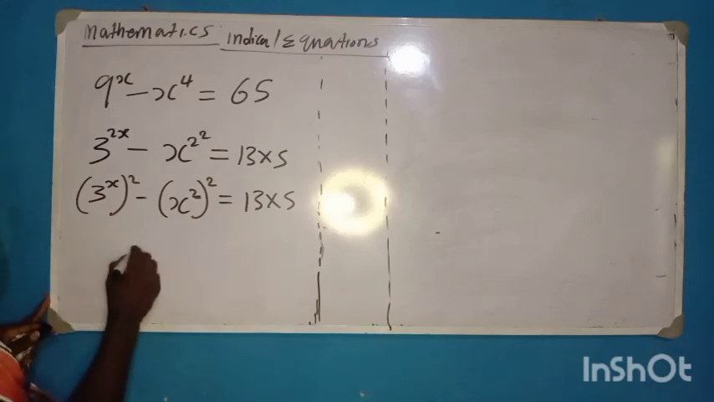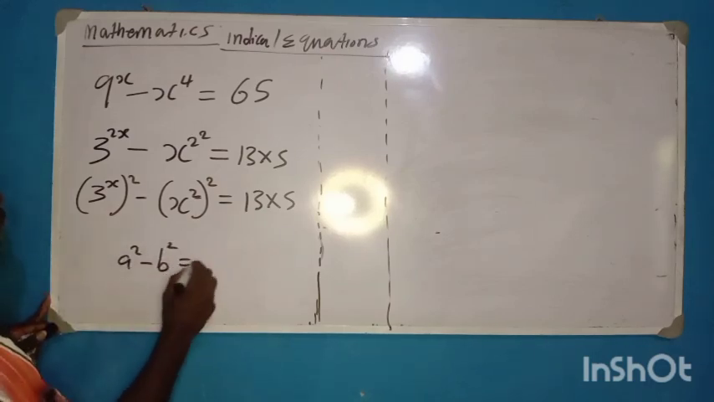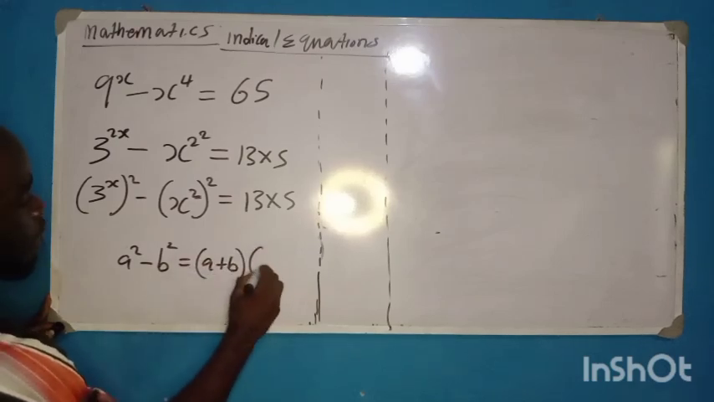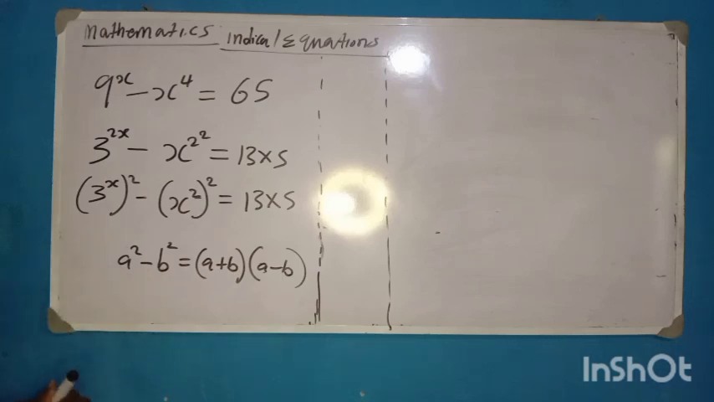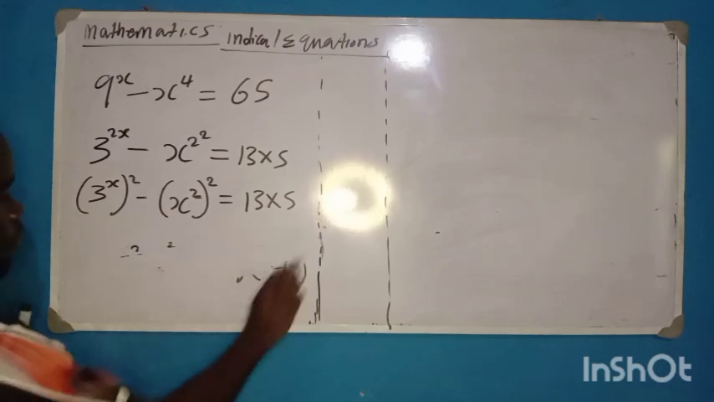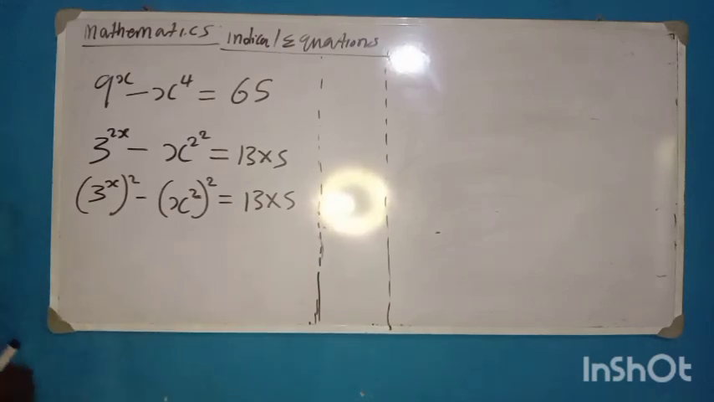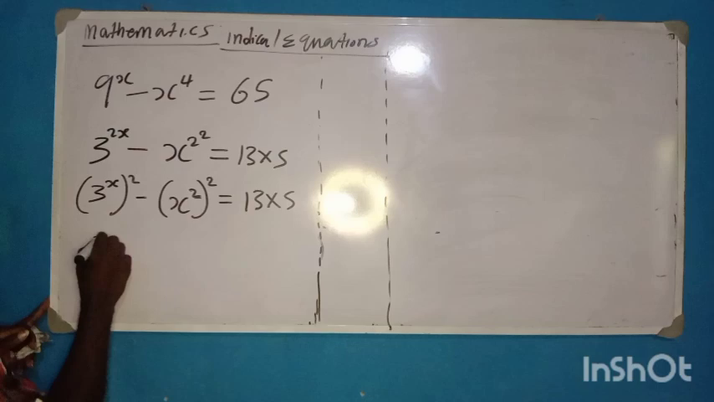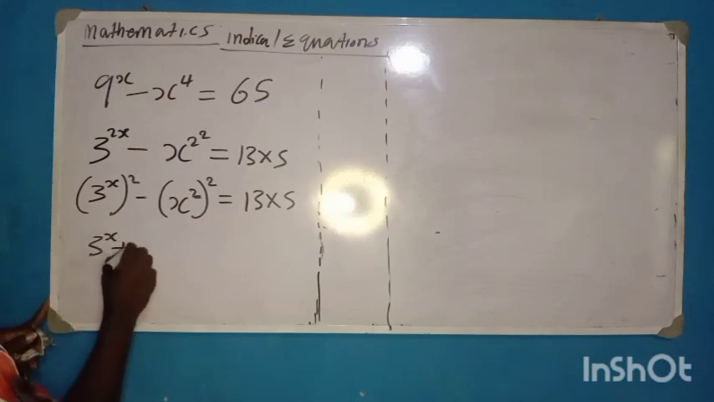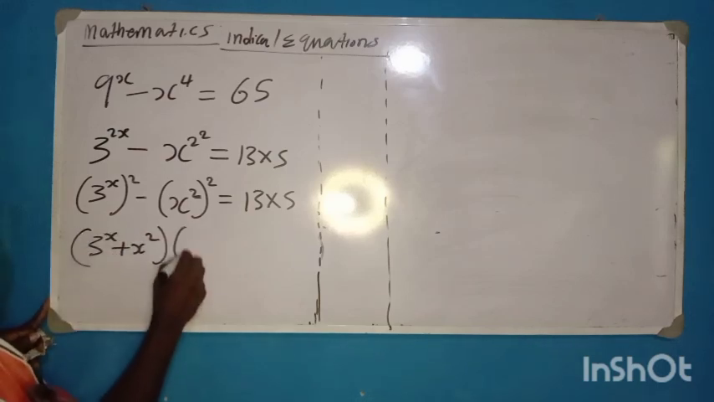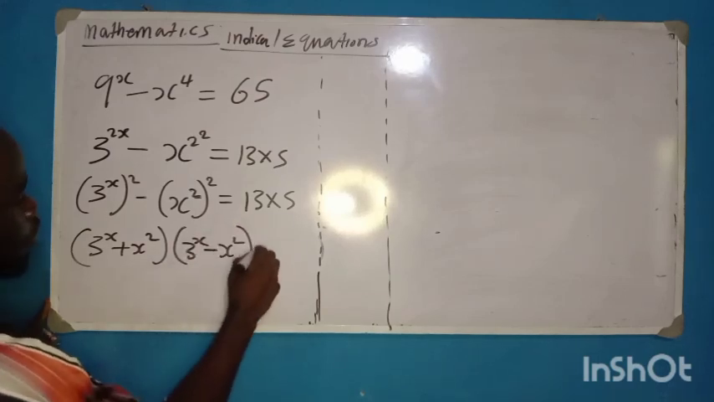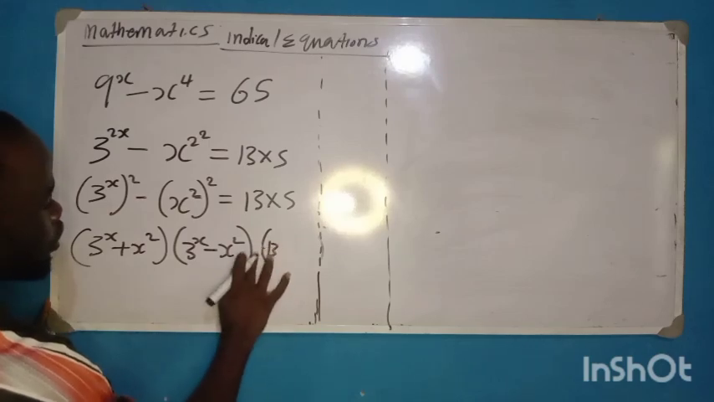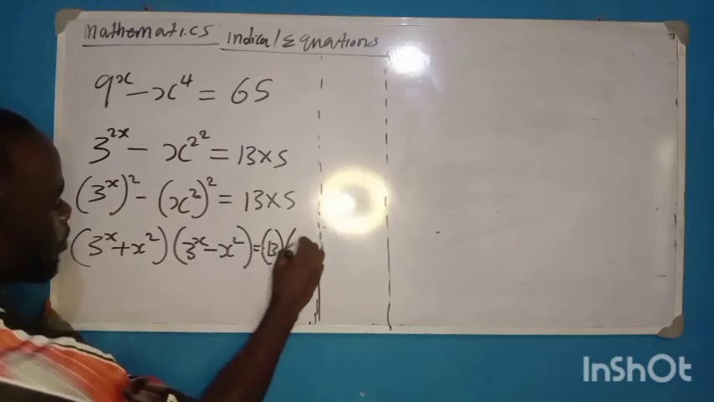You know that in mathematics, a squared minus b squared is the same as a plus b multiplied by a minus b. That is how to express the difference of two squares. So we have expressed this here. This is the same as 3 to the power of x plus x squared multiplied by 3 to the power of x minus x squared, which will be equal to 13 multiplied by 5.